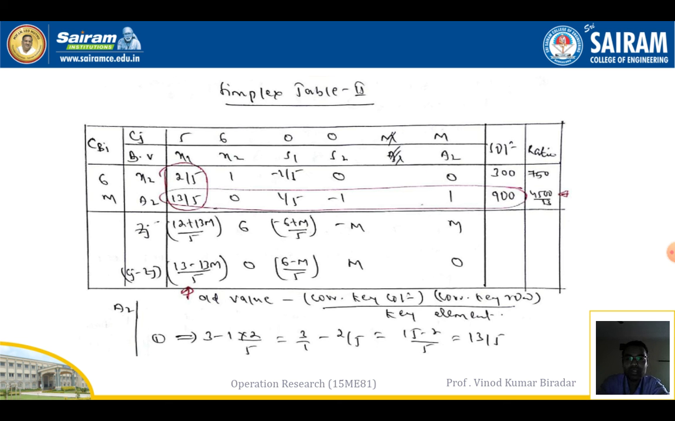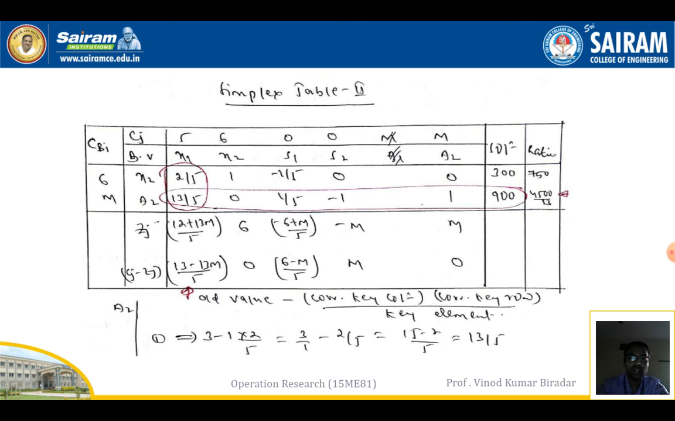Once you calculate the zj values, go for the cj minus zj value. How to calculate cj minus zj? Same. The top is given cj and zj: 5 minus this 12 plus 13M by 5, you will get 13 minus 13M by 5. Similarly calculate all cj and zj values.